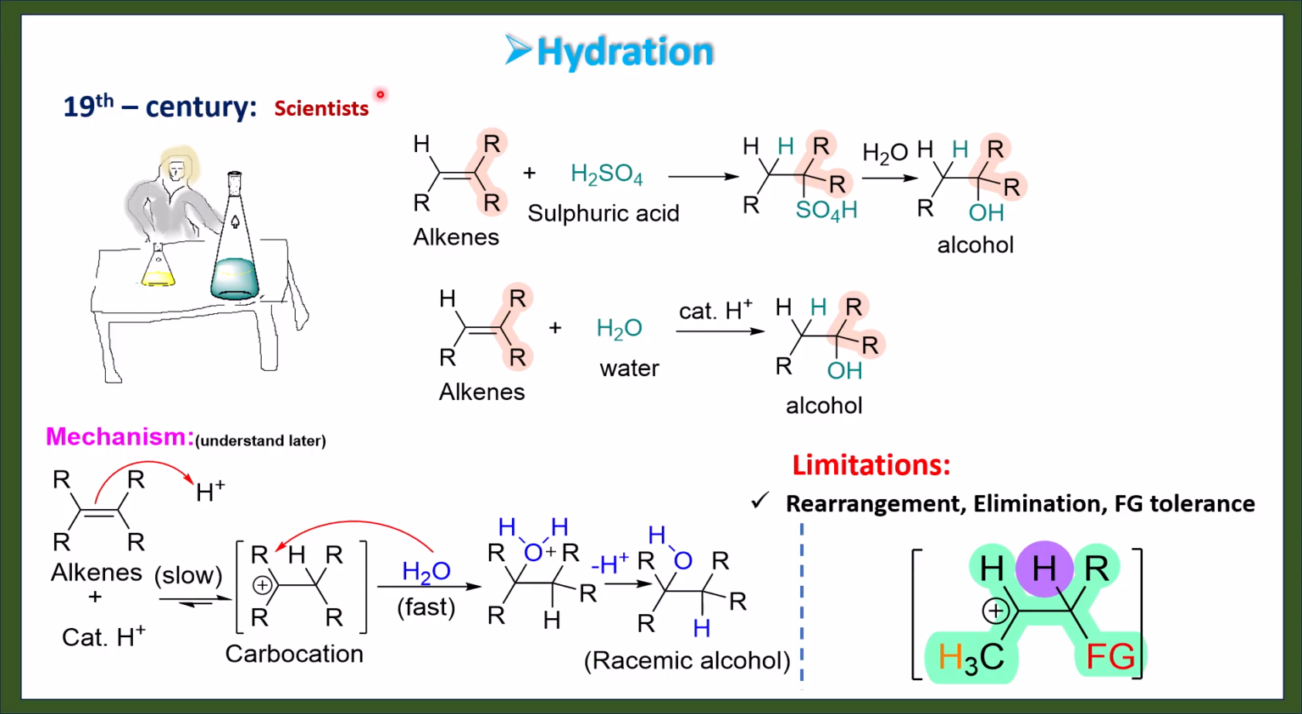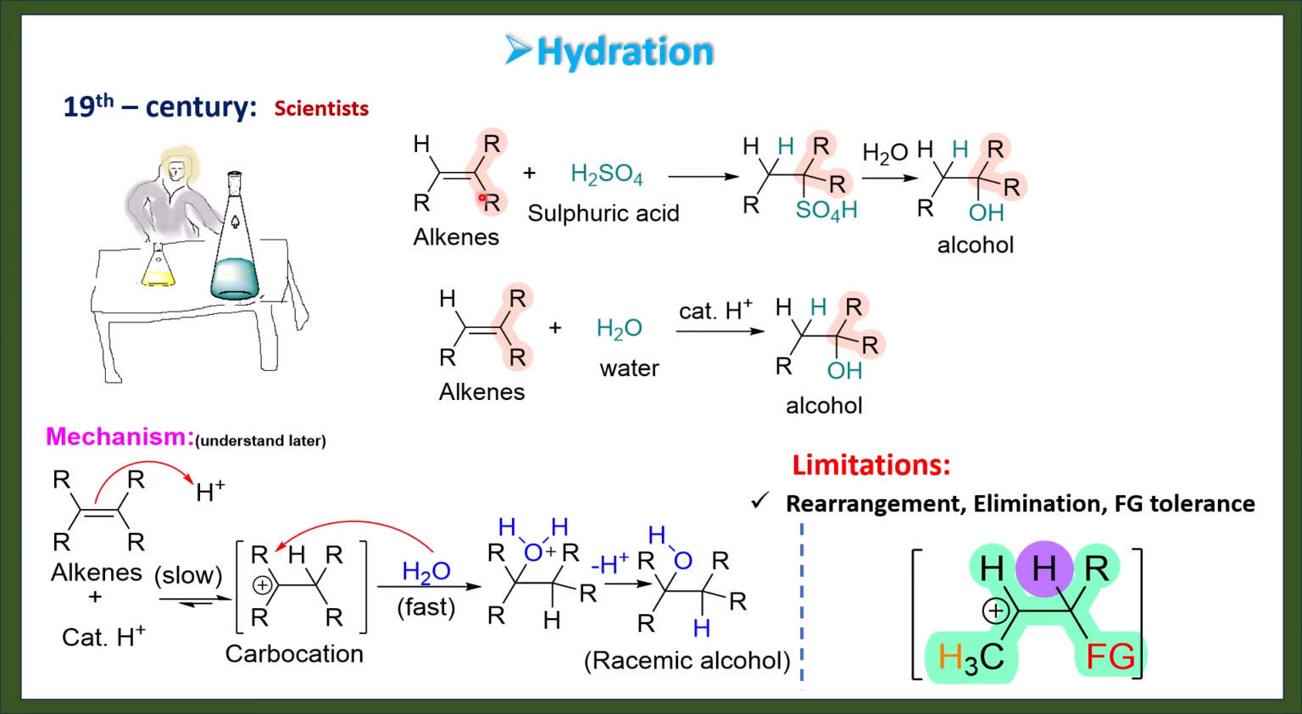Now we will discuss the hydration reactions. When water is added to an alkene to give an alcohol, this is called a hydration reaction. Now, how was this reaction initially discovered? Scientists tried to discover the different reactivity of alkenes in the 19th century. They used sulfuric acid and found that a sulfate forms, and then this water treatment gives the alcohol.